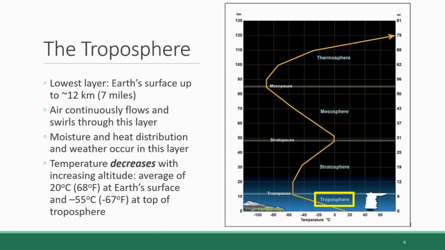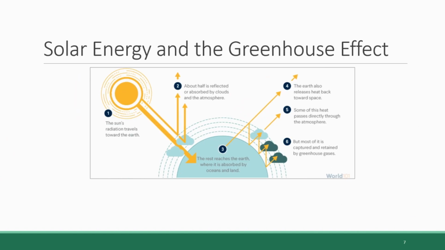And at the Earth's surface, the average ambient air temperature is about 20 degrees Celsius, or about 68 degrees Fahrenheit. But at the top of the troposphere, so 7 miles up, it's negative 55 degrees Celsius, or negative 67 degrees Fahrenheit, sorry. So why is this the case? Why is there this temperature gradient where it's warmer at the surface and cooler at the top of the troposphere?